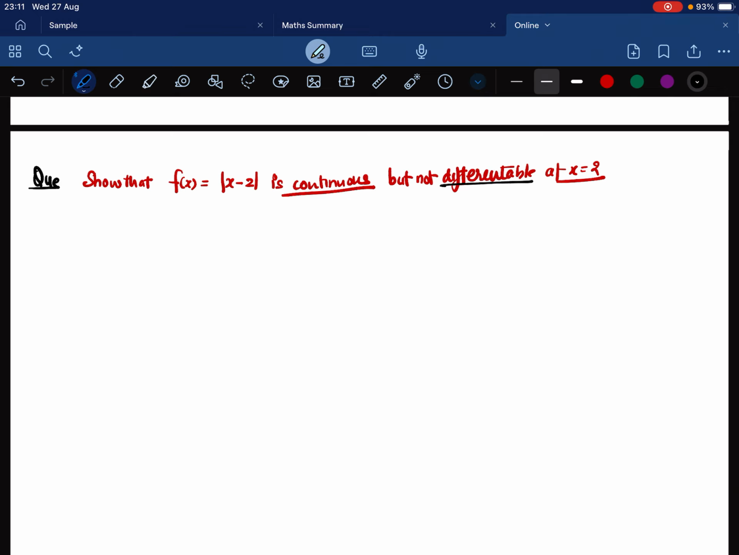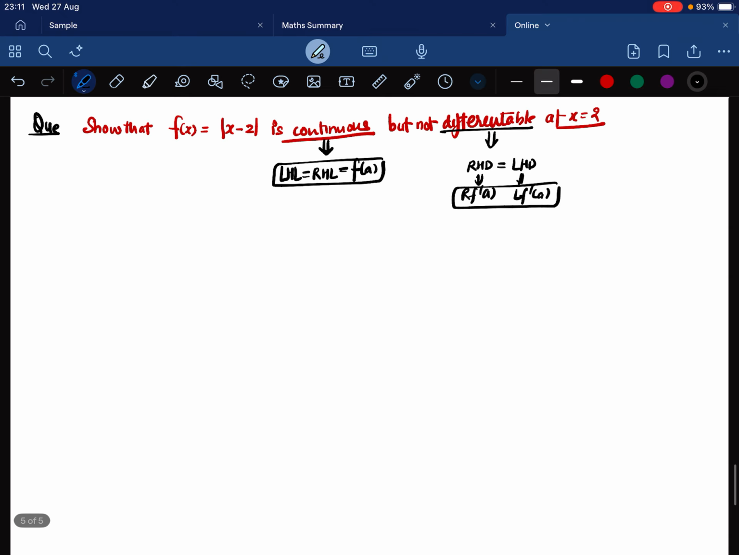Okay, so if you look at the condition, we'll revise the last class as well, the continuity property and the differentiability property. So what's the continuity property? For continuity, the left hand limit and the right hand limit as well as the function value should be equal, and for differentiability we have to check the right hand derivative as well as the left hand derivative, that is represented by Rf'(a), and this is represented by Lf'(a).